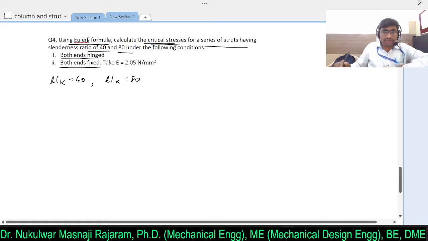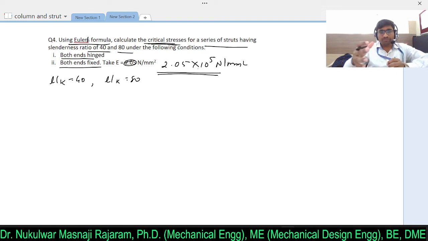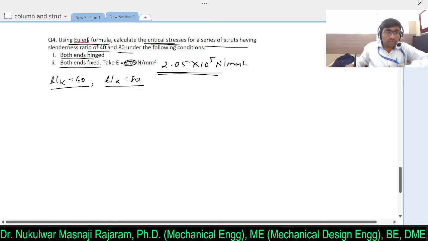The value of modulus of elasticity is given as 2.05. So this will not be the complete value, that value must be 2.05 into 10 raised to 5 Newton per mm square. Remember these values. Clear? So the modulus of elasticity for the material, obviously it will be into 10 raised to 5 Newton per mm square. Clear? Now here two slenderness ratios are given and two conditions are given.